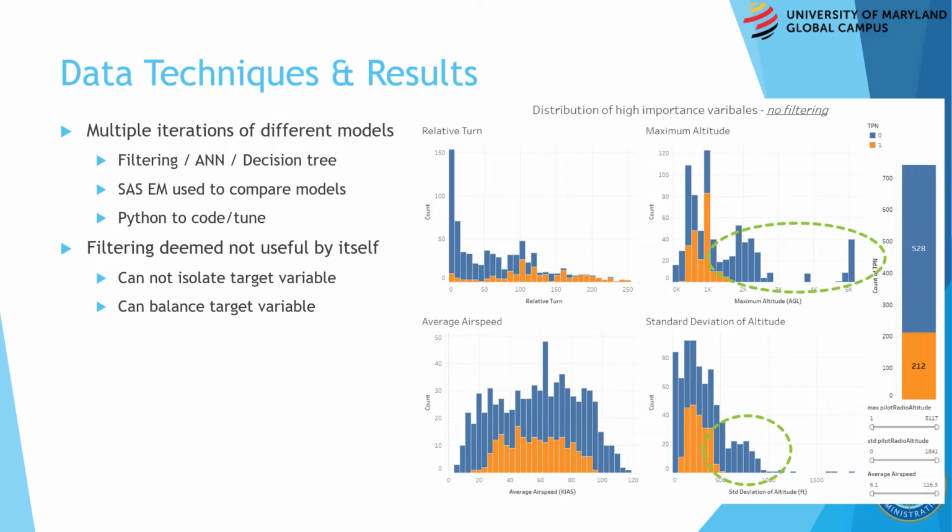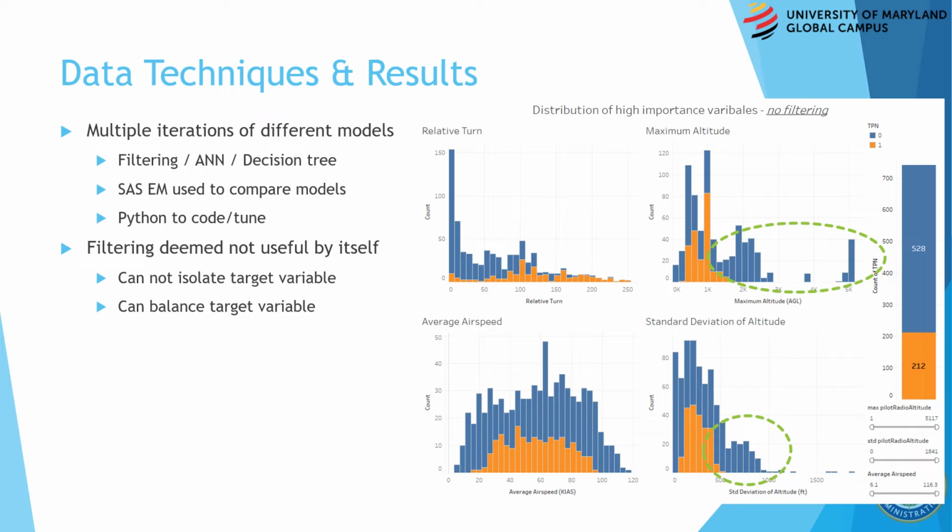What it can do though, and what I found really useful for the project, is to balance the target variable. You can see on the right side of the screen here, sorry to bring up a pointer again, there's a disproportionate amount of non-traffic patterns, 528, to traffic patterns, 212. If we apply the filters, we can basically bring that down to a 50-50 split, so balance that target variable, and I'll talk about how I use that in later models.